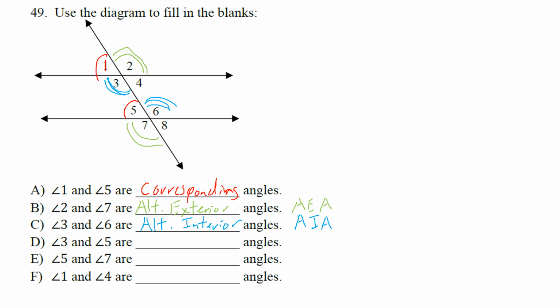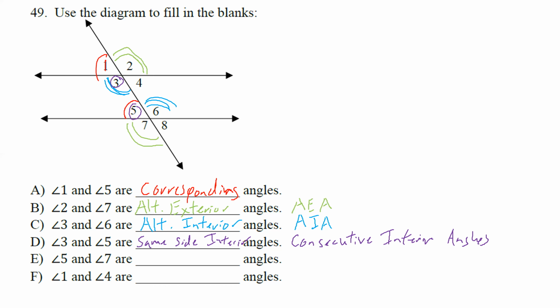Then we have 3 and 5. Now, 3 and 5, there's actually two different names that we can use there. So for 3 and 5, same side interior works. The other one that we sometimes use for this is consecutive interior. Consecutive interior angles. All right, so same side interior angles or consecutive interior angles.